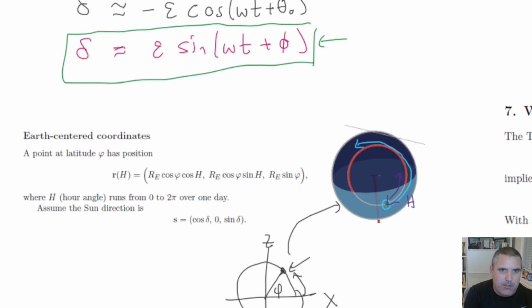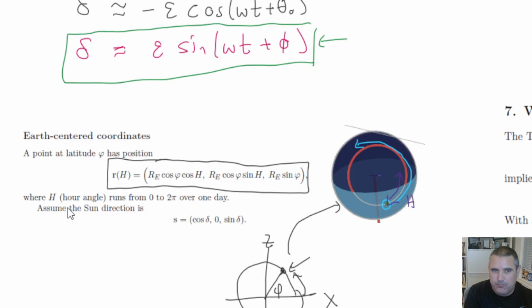So now we have the angles accounted for. The angle that has to do with latitude and the angle of declination. We can now give a vector based off of this angle for pointing at the sun. And I know it's a lot of stuff.